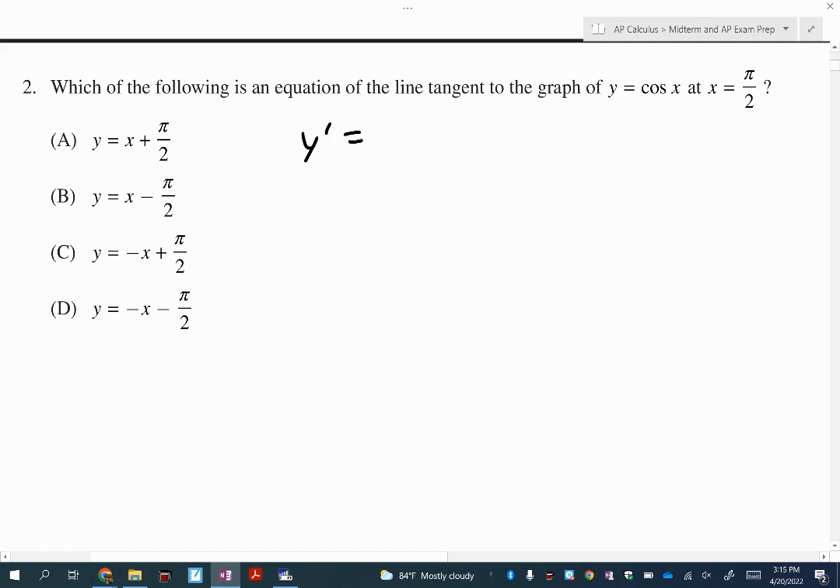So let's find the derivative of cosine of x. What is the derivative of cosine? It's negative sine. Nice. Okay. Next step. Oh, nice. So plug in pi over 2. Do you know the sine of pi over 2? What is it? It's 1.